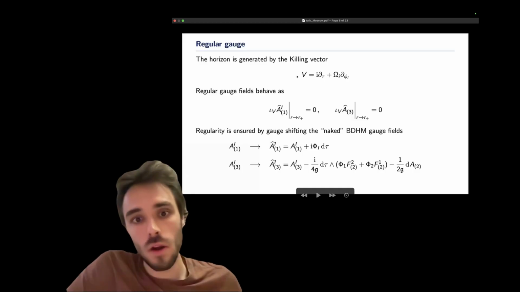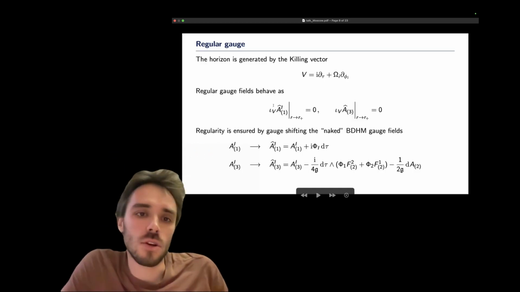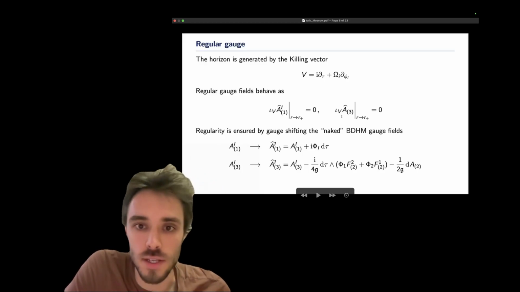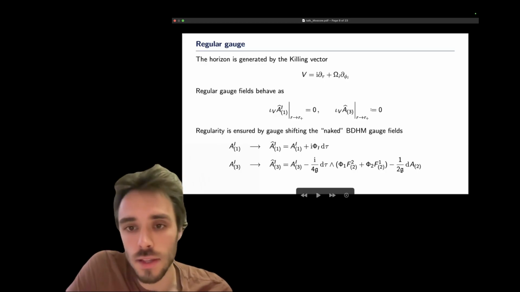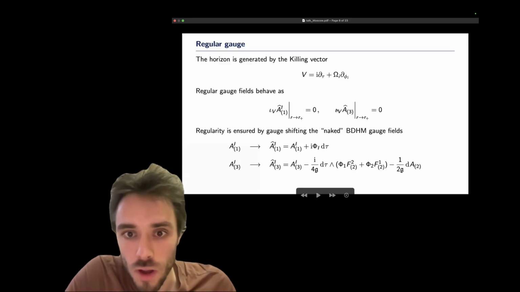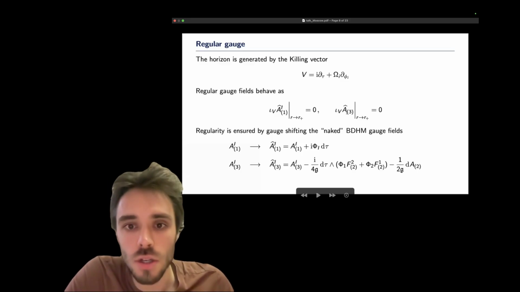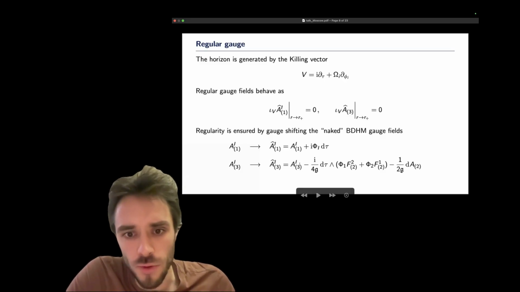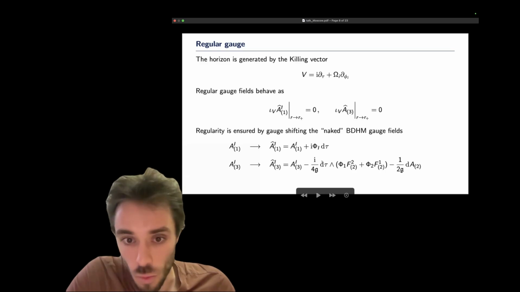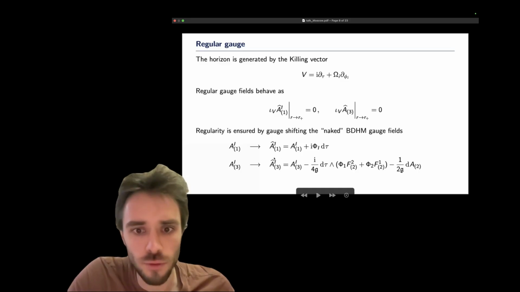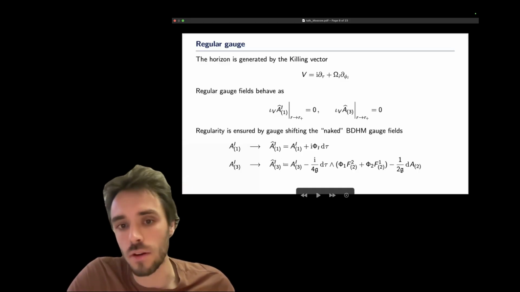Now this condition here is kind of simple because you contract a one form with a vector. That's easy. Here you contract a three form with a vector, and demanding that this is 0 is a complicated system of equations that you have to solve. It's not just one relation, but you work a little bit and you find that this works. This combination of gauge shifted three form does the job of being regular at the horizon.